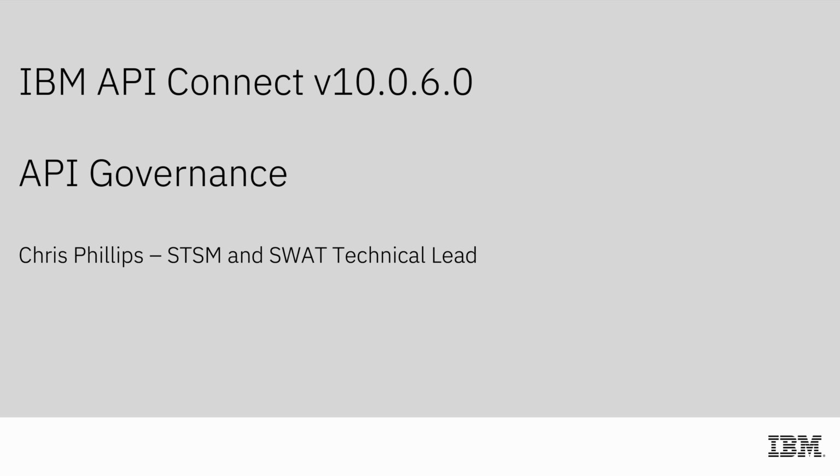Today I'm going to talk about the new API Connect governance functionality that we shipped in 10.0.6.0 of API Connect. Now, this shipped at the end of June 2023. To enable this functionality, you need to set some values in the management CR. These instructions are available on my blog.